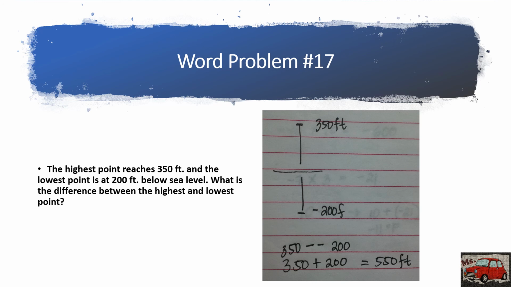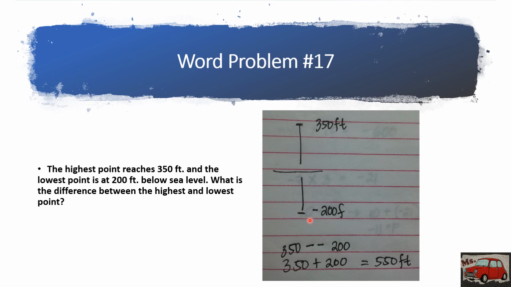The highest point reaches 350 feet and the lowest point is at 200 feet below sea level. What is the difference between the highest and lowest point? Okay, so we're asking for the difference of the highest and the lowest point. So basically, the highest point is 350 feet and the lowest point is negative 200 feet. Okay? Again, negative siya kasi nandun siya sa below sea level or nasa ilalim.